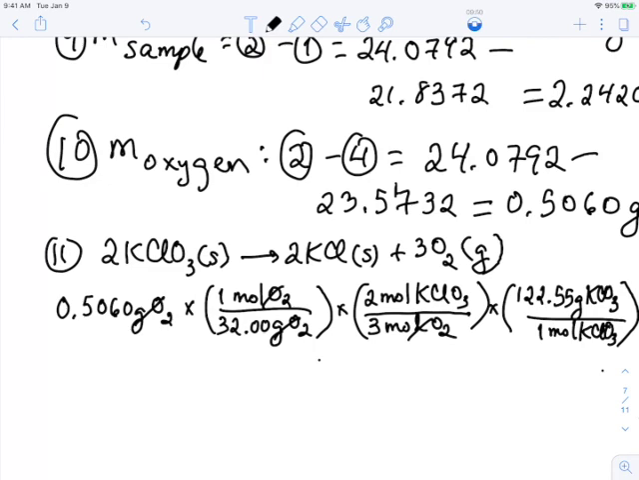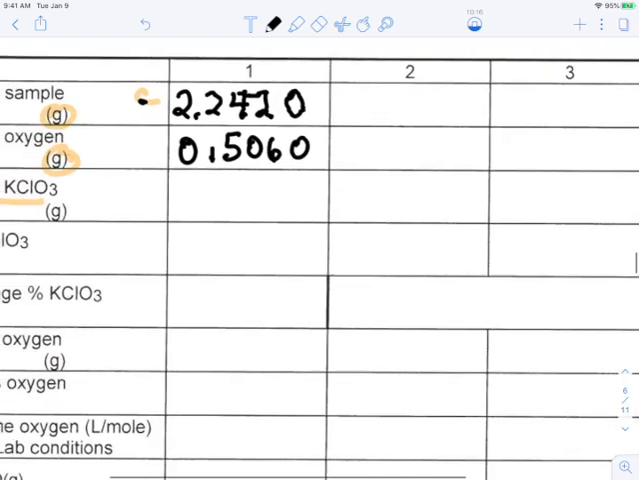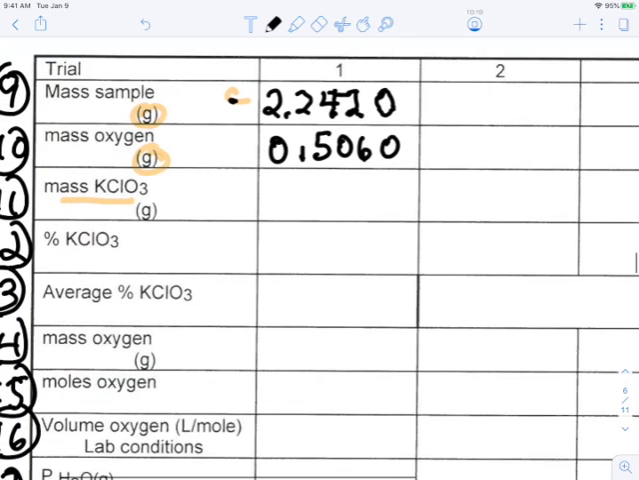And you plug in those numbers in the calculator, the moles of KClO3 are going to cancel out, and this gives me a total of 1.292. Remember that because the initial mass of oxygen only has 4 sig figs, we can only round this to 4 sig figs, so the grams of KClO3. So let's take that number and bring it back here to the data sheet.